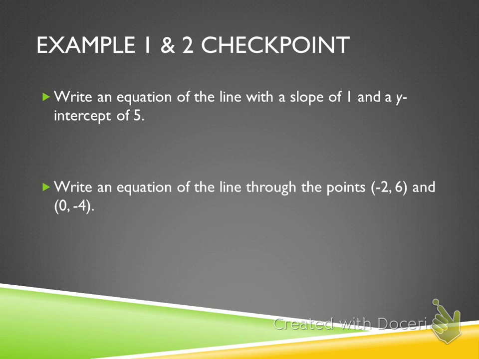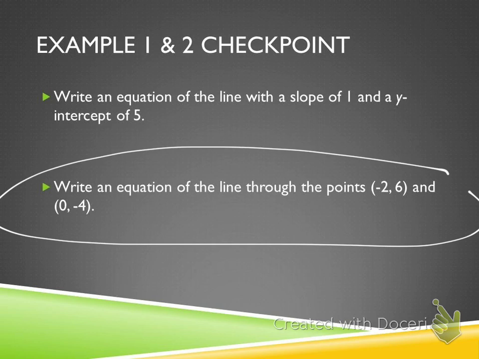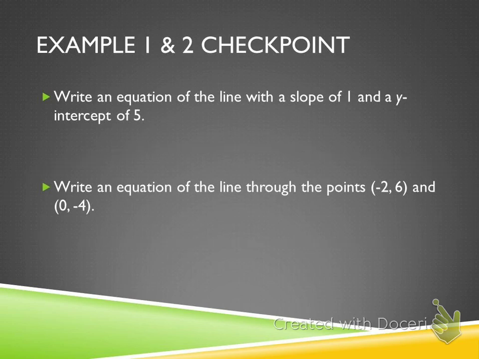Okay, go ahead and do this one. Write an equation of the line through the points (-2, 6) and (0, -4). Figure out what's your y-intercept, what's your slope, and then plug them into your slope-intercept form. This one won't have a slope of 0. All right, so what's your b value? Negative 4. Did you get that, Hayden?